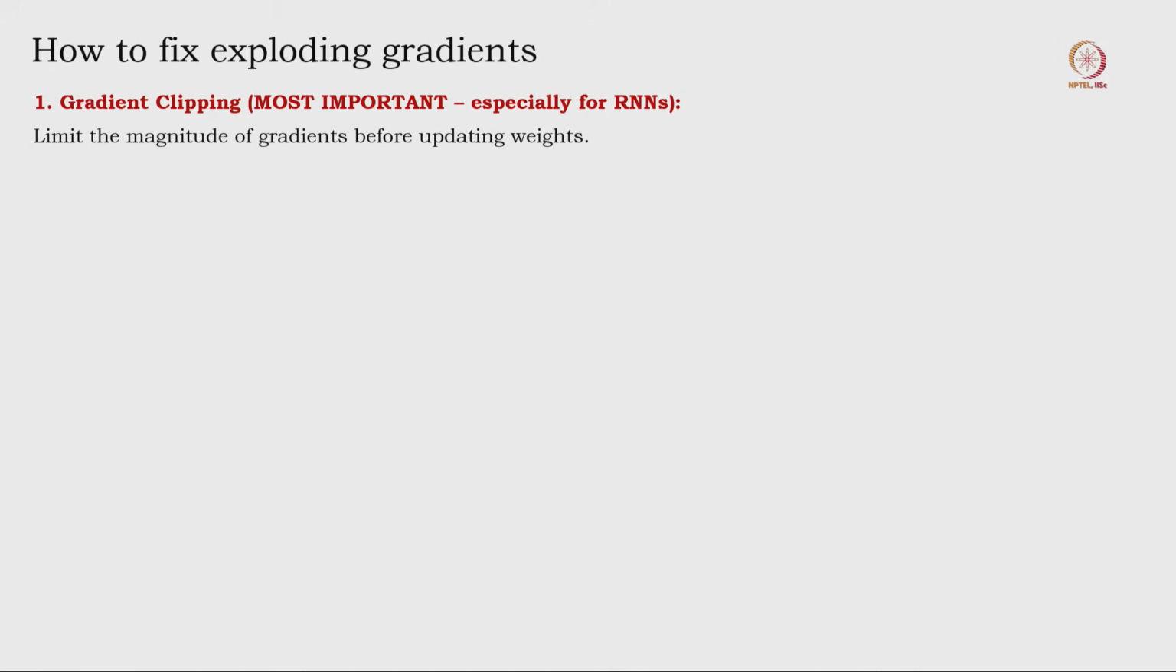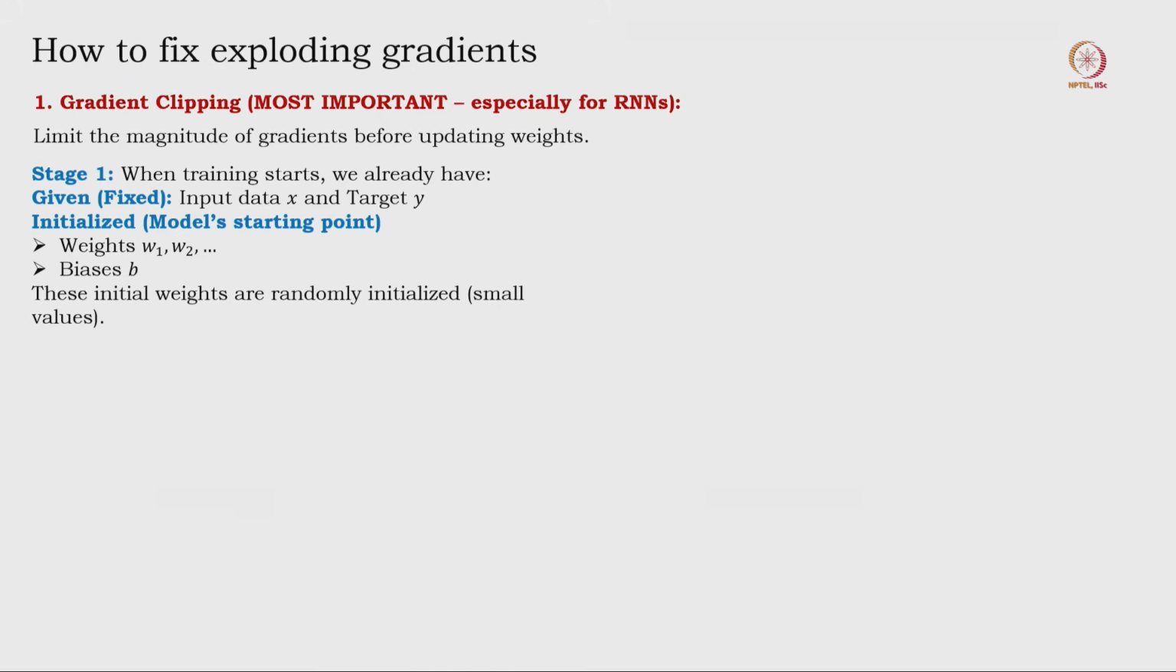Now, how will you solve this with gradient clipping? Most importantly, we will be using this because RNN suffers heavily with exploding gradients, since there are two weights that are getting multiplied, V and W. So how will you solve the problem here? The first and most important technique is gradient clipping. How exactly does gradient clipping work? We will see this with an example.